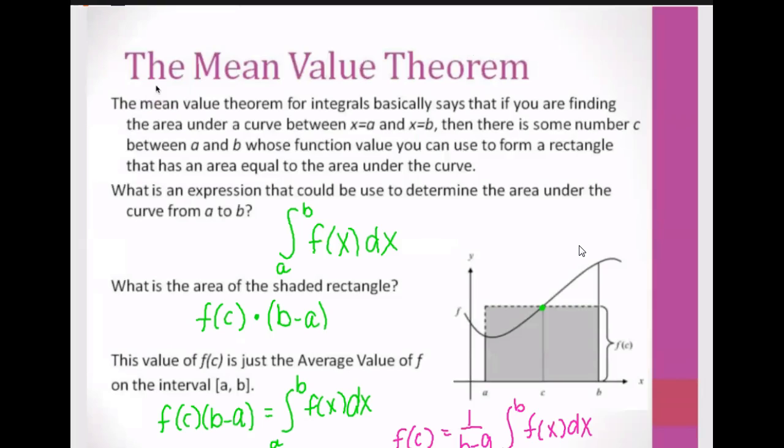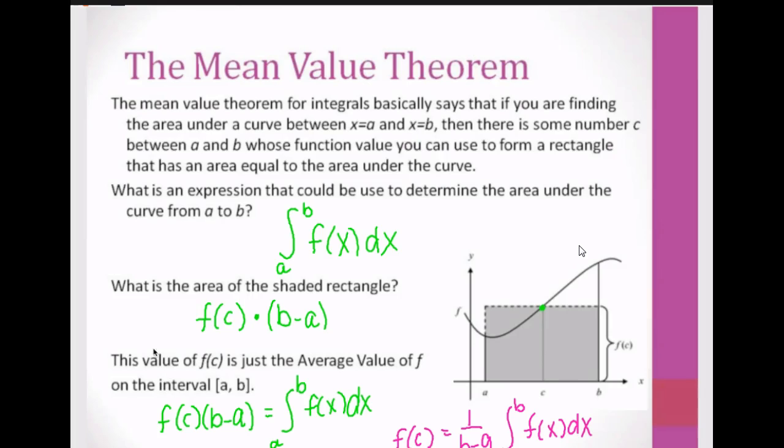Okay? So this is essentially, like we said, the mean value theorem. The mean value theorem for integrals says that if you are finding the area under the curve from A to B, there exists some number C such that the area has to equal the area under the curve for that rectangle. So again, the integral from A to B of f of x dx represents the area from A to B. The area of the rectangle is the height at C, and then the width of B minus A.